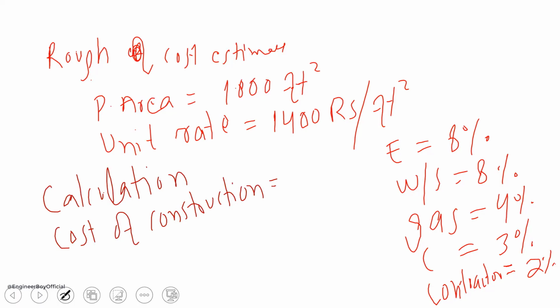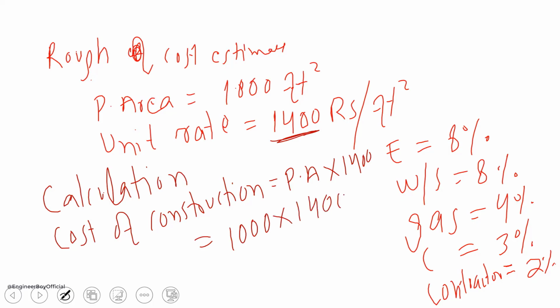And that should be the plinth area times the unit cost, which is known, and that is 1400. Now the area that is known, 1000 times 1400, that should be the rough cost estimate for the construction. You can say the construction cost, which is simply 1400 in thousands. So these are the rupees.